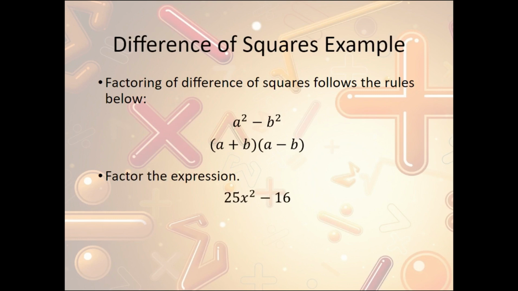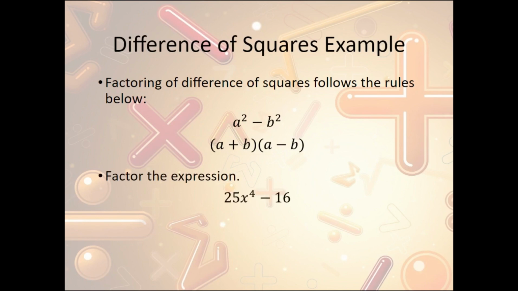We have 25x squared minus 16. Well, 25x squared is really 5x squared, and 16 is really 4 squared. So we can rewrite this as 5x plus 4 times 5x minus 4, and that's our factored version.